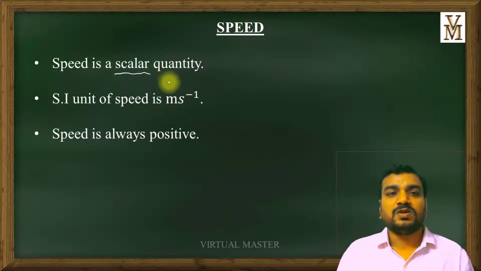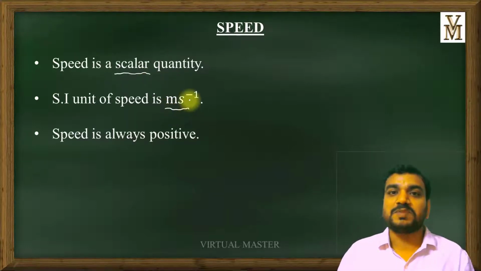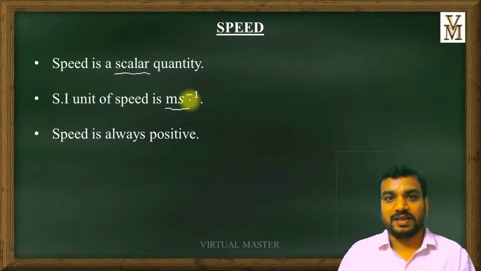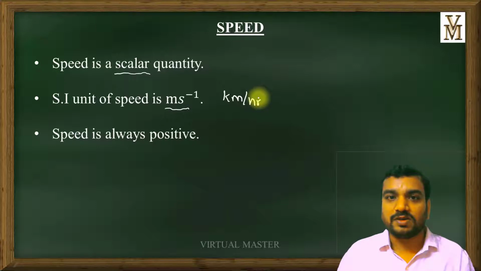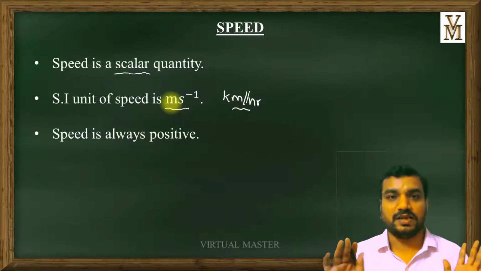Okay. Now, the SI unit of speed is meter per second. That means we will be expressing speed in meter per second. Speed can also be expressed in kilometer per hour. Okay. We use vehicles in our daily life, right? And all the vehicles will be having some speedometer. And the speed of that vehicle will be displayed in kilometer per hour. Okay. But SI unit of the speed is meter per second only.